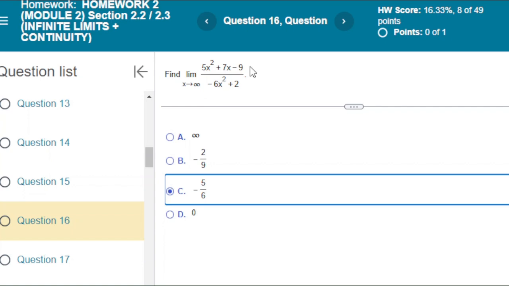Okay, if you have a rational function, right, a polynomial over a polynomial, if you have a horizontal asymptote going off to the right, you're going to have that same horizontal asymptote going off to the left. So this would also be true even if we said let x approach negative infinity.